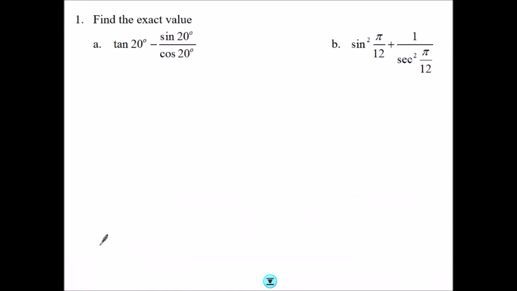Now, let's apply some of these identities. We have tangent of 20 degrees minus sine of 20 degrees over cosine of 20 degrees. Well, by using the quotient property, we know that sine of 20 degrees over cosine of 20 degrees is tangent of 20 degrees. So we just have tangent of 20 degrees minus tangent of 20 degrees, which is clearly 0.